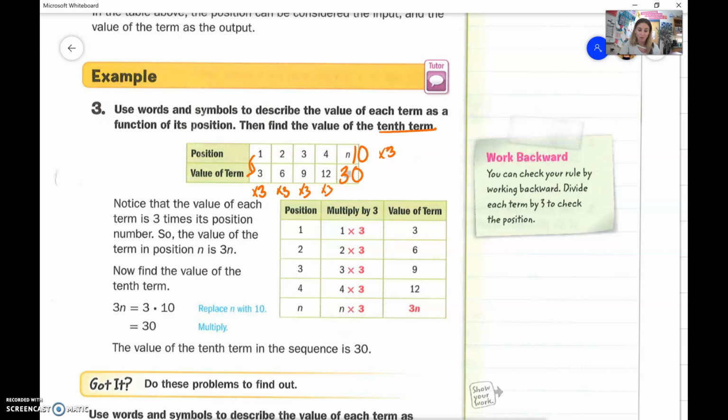Okay, now notice that we were taking whatever our n number was and multiplying it by 3. So if I said, what is the 8th term? Well, remember our positions on the front and our terms on the bottom. If our rule is times 3, I'm just going to take 8 times 3, which is 24, which means really that the 8th term is going to be 24.